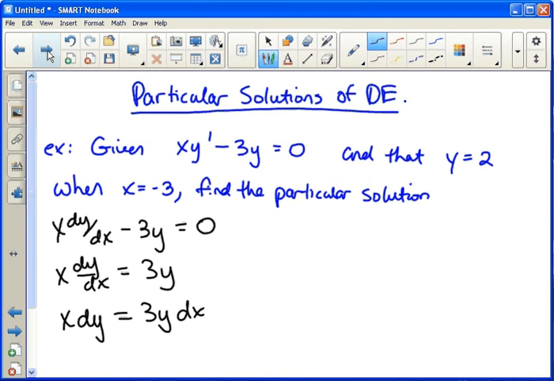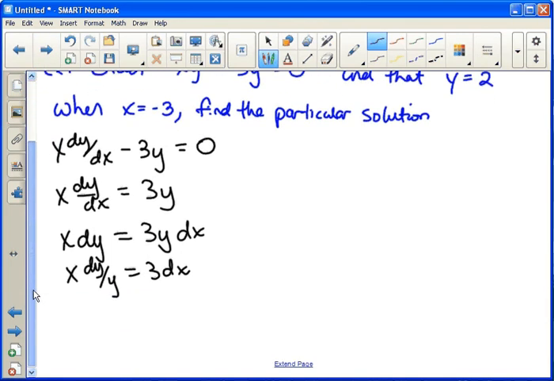And then divide both sides by x. Scroll down a little bit. So divide both sides by x and we get dy over y equals 3 over x dx. Okay, before I take the antiderivative or the integral of each of these, let me say a couple things.